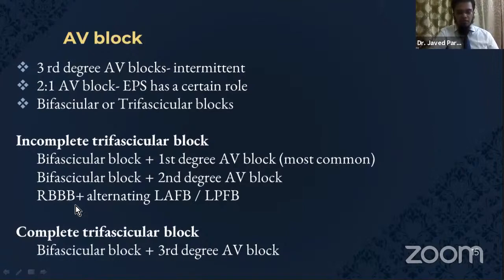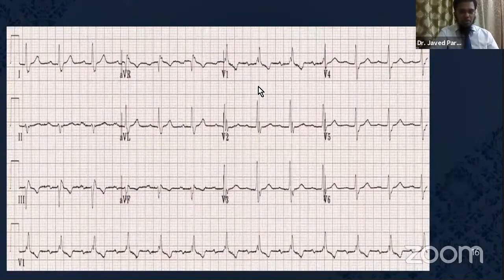That is, if you have a right bundle branch block and LAFB along with the first degree AV block, you mention it as all three. This is the most common combination where you get an incomplete sort of trifascicular AV block: right bundle branch block, left anterior fascicular block, and a first degree AV block. Along with that, you can have a second degree AV block. If you have a second degree AV block with a bifascicular block, the chances of this being an infrahisian block are much more common.